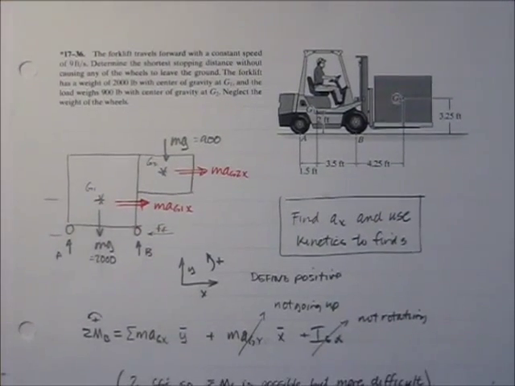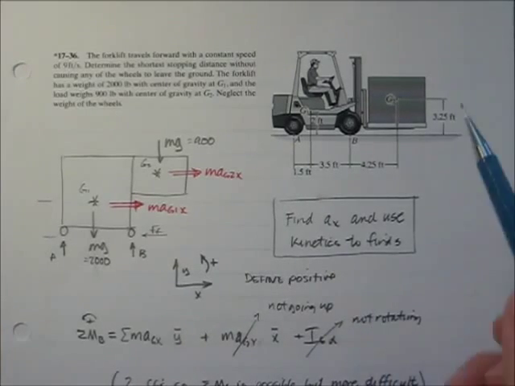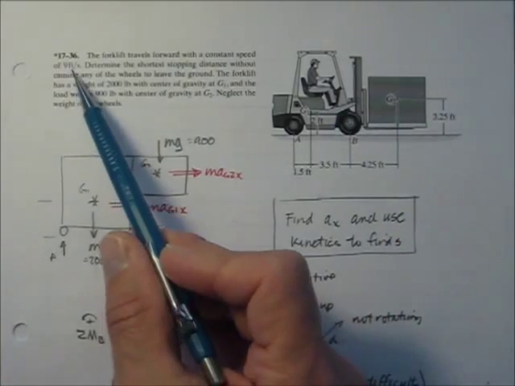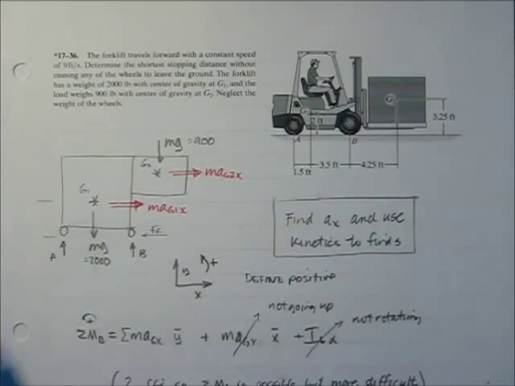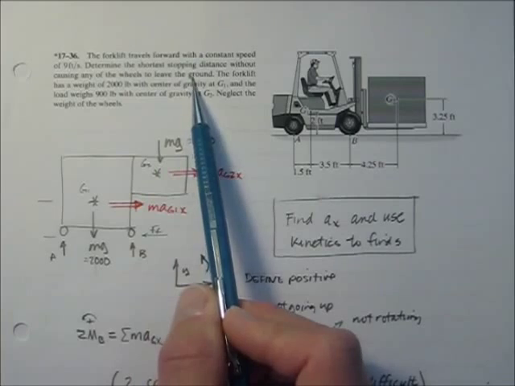So with this forklift, we have a vehicle under translation with 2 centers of gravity I'd like us to visit about. So here's our question. We're traveling with a constant speed. It gives the constant speed as 9 feet per second. We want to find the shortest stopping distance without causing any of the wheels to leave the ground.